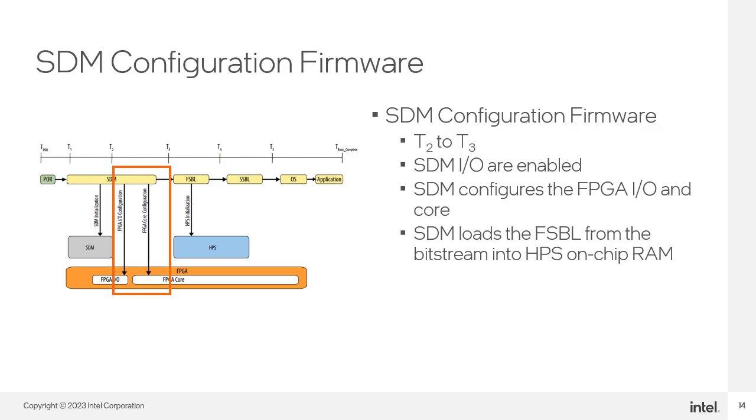The SDM loads the first stage bootloader from the bitstream into HPS on chip RAM. The HPS boot core starts executing first stage bootloader code. The SDM configuration firmware enables HPS SDRAM IO after the first stage bootloader is loaded and enables HPS debug optionally. Then the FPGA is in user mode and the HPS is released from reset.